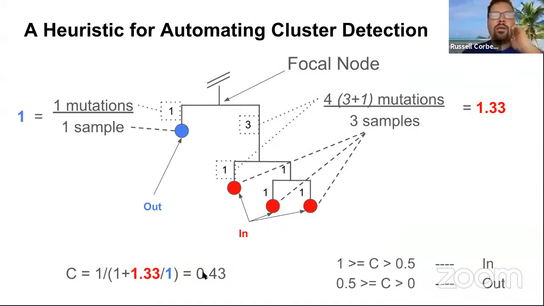It can never be 0 or 1, but I think it can approach the edges very quickly. So 0.43 is what you get here. Again, it's a heuristic, so I can set my cutoff to whatever. We typically use 0.5 as the cutoff. In this case, you'd say this node is actually out of my focal region, my in region. But these other nodes would obviously be in, because all of the descendants are within this region.